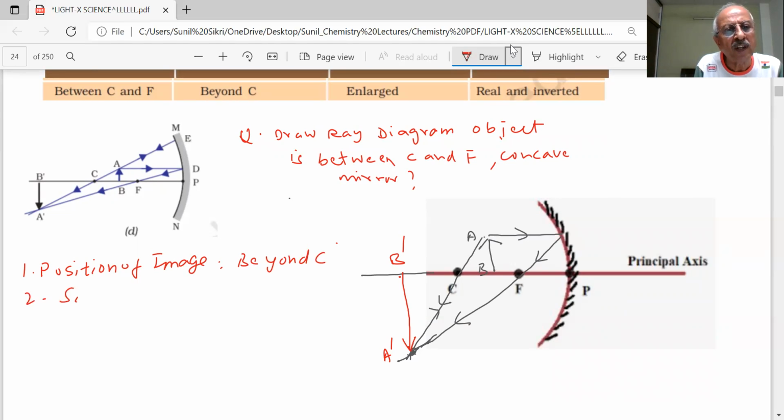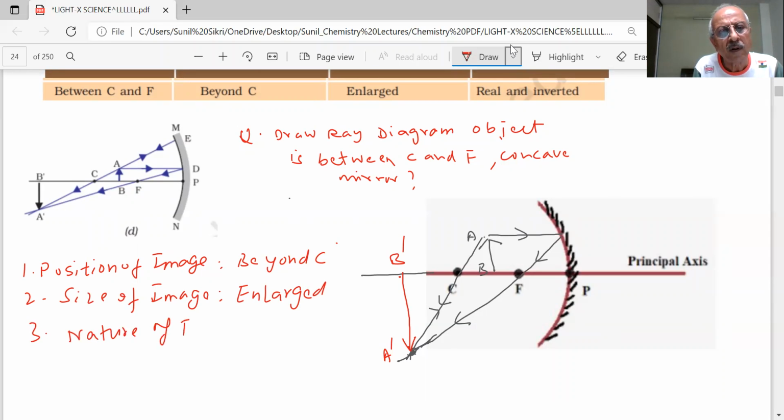What is the size of the image? Sir, it is larger than the original. It is what we call enlarged. The size has become larger. And what is the nature of the image? Sir, real and inverted. So that way, students, we answer the complete question.